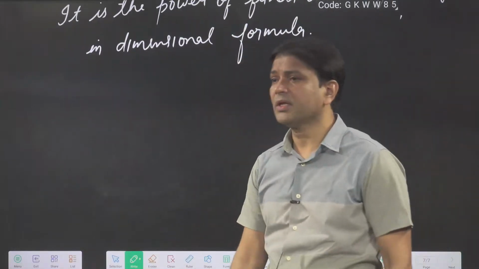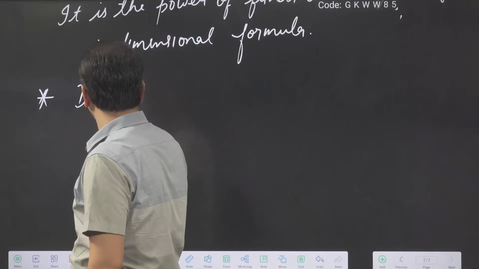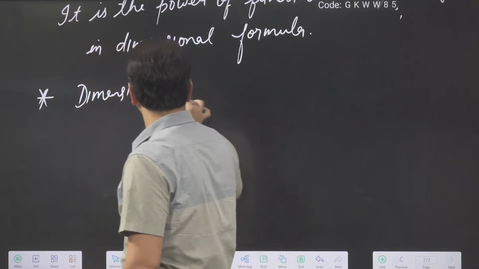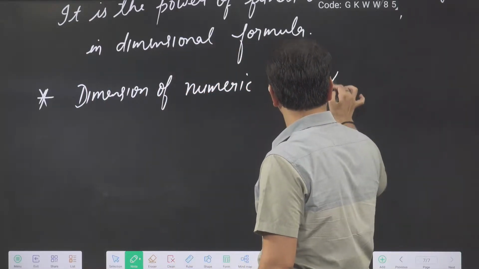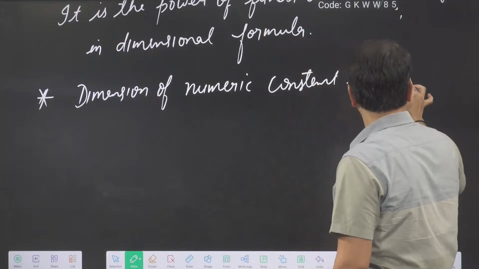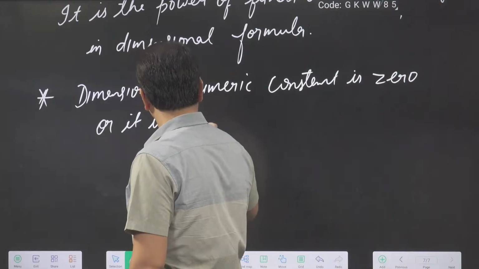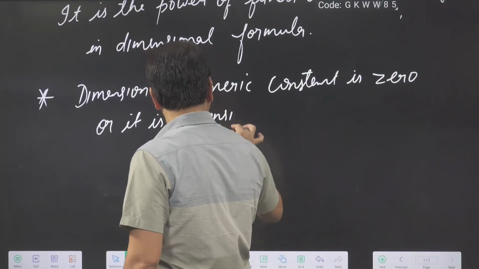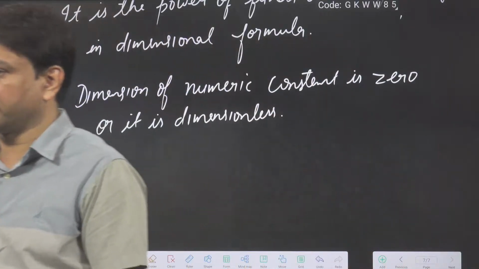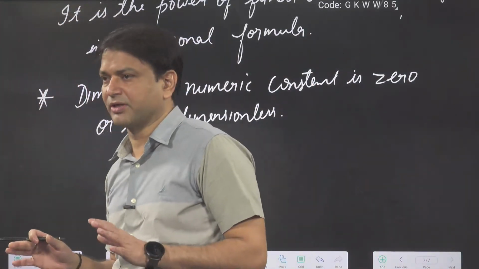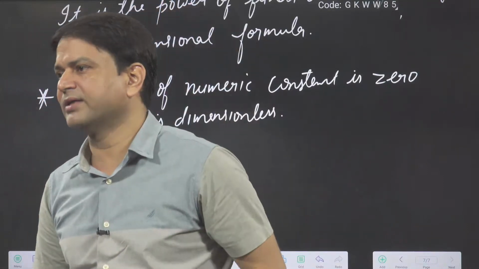Okay. One or two things you have to know. What is the dimension of a numeric constant? It is 0, or it is dimensionless. If I am saying any pure number, it does not have any unit or dimension. Like 5, it does not have any dimension. Okay, it is dimensionless.